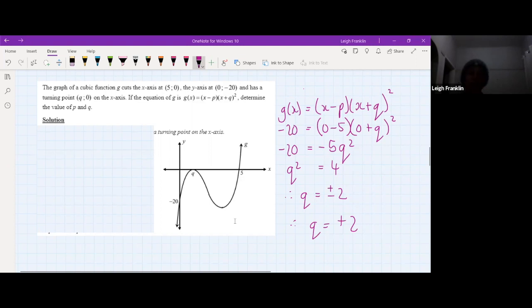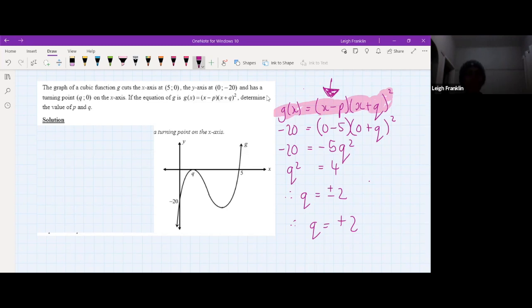Okay, because remember, when you are looking at g of x equals (x minus p)(x plus q) squared, the root that is not repeated is going to be the one that goes into this bracket here. This bracket here, x plus q, is going to be the root that's repeated. Okay, that's how we know. Very important.